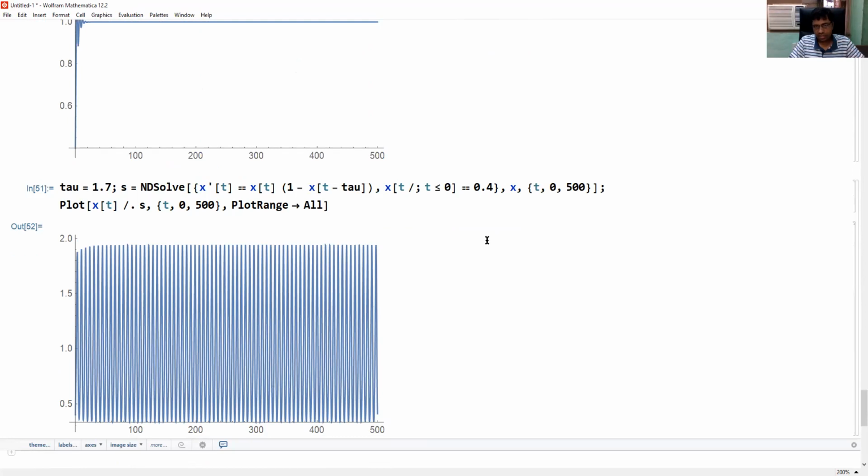What does it mean to be not stable? The result is that if we take tau greater than tau star, then we will not get stable solutions. Not getting stable solutions means we may get such oscillations, which are not converging.